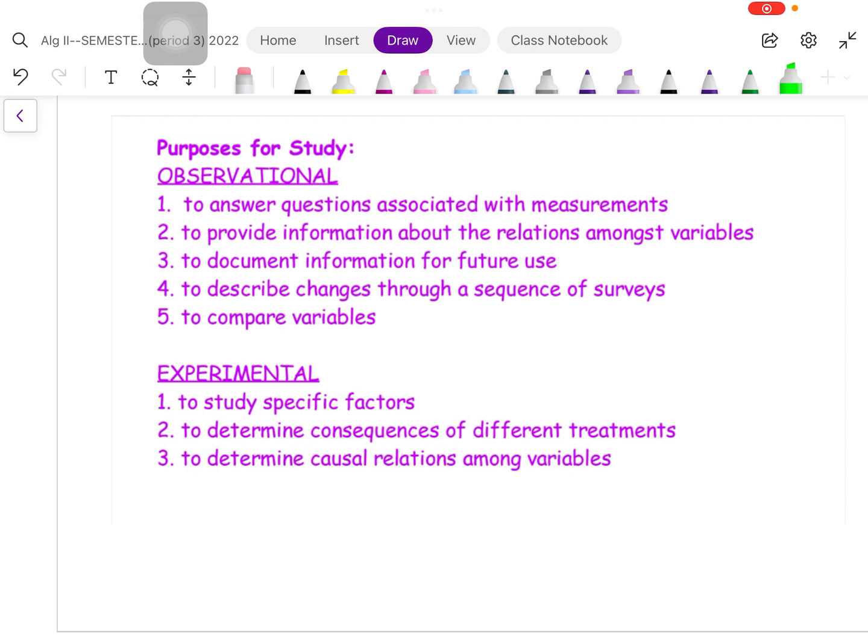Whereas you would use an experimental study to study specific factors to determine consequences of different treatments or to determine cause of your variables. Why did this occur?